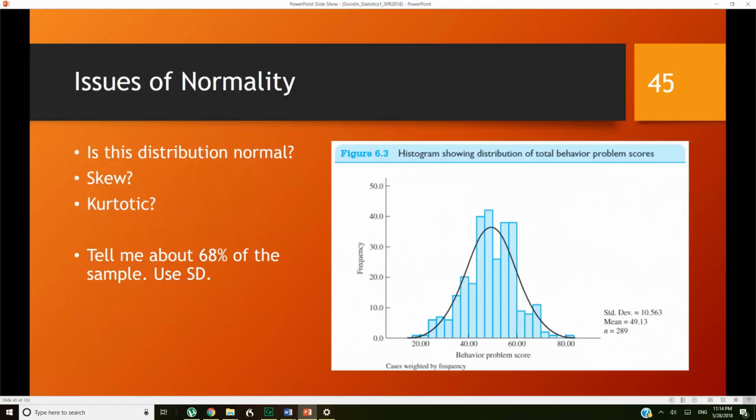What can we use about what we know so far of the standard deviation and the mean to determine if this is normally distributed? Refer back to slide 39, and you'll see that 68% of any normal distribution falls within one standard deviation of the mean. What would be the upper and lower limits for this 68%?